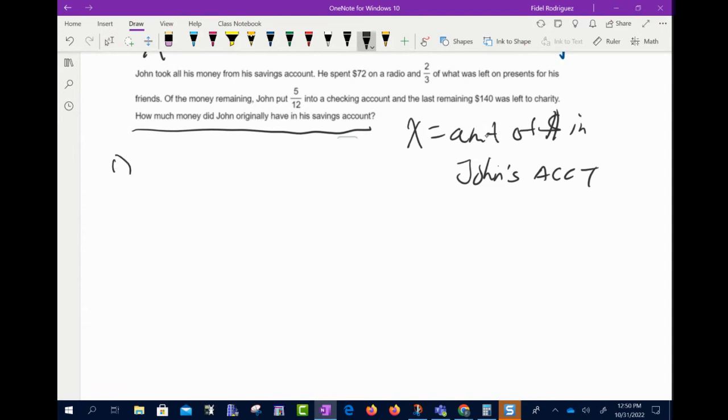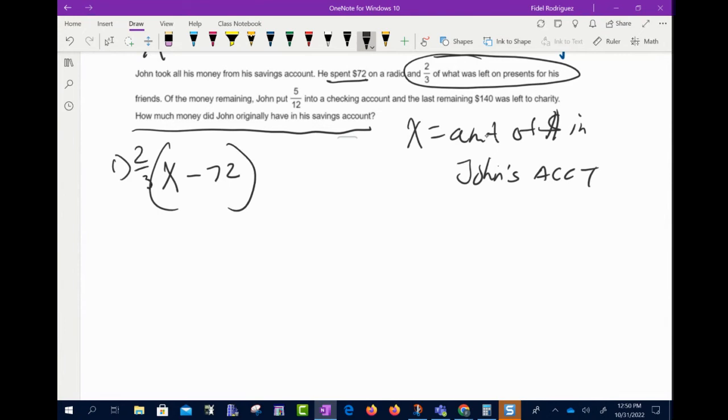Okay, so look, y'all, I'm going to do this in a little process. John has a certain amount of money. How much did he spend right away? He spent $72, right? Okay, so let's go like this. Let's take away 72. And then 2/3 of what was left went to presents for his friends. So this right here, y'all, this goes to presents. Okay.